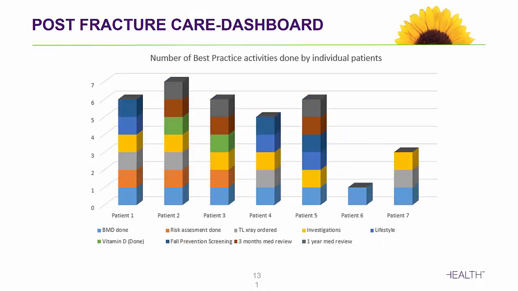We can also draw the information per patient. We see here that patient number 6 only had a lifestyle review. This patient would be called back to do more of the best practice activities.